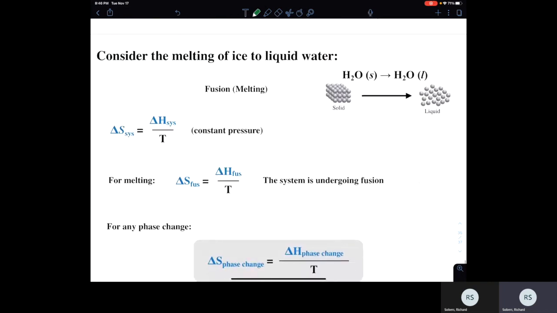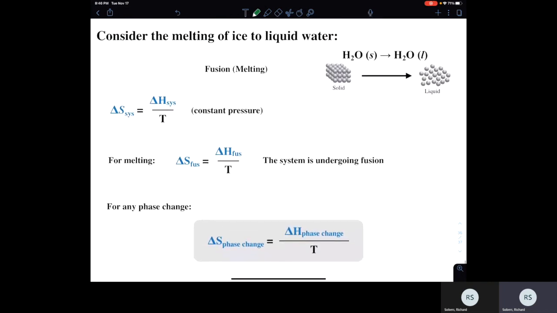And now we really want to think about this as a phase change, so we get a little more specific. It doesn't have to be a phase change, but this is usually where it comes up. So for fusion, for melting, delta H for the system is delta H fusion. So just plug that in there. So this, again, constant P at melting point.